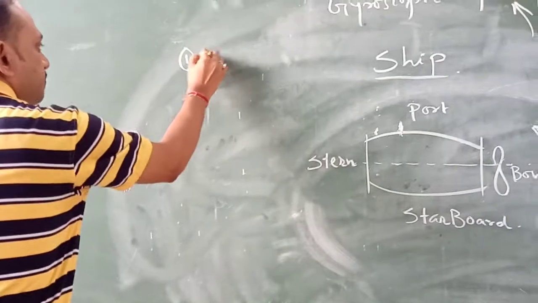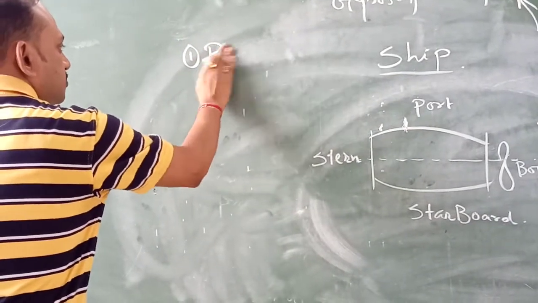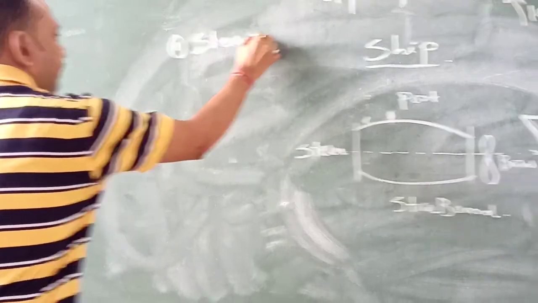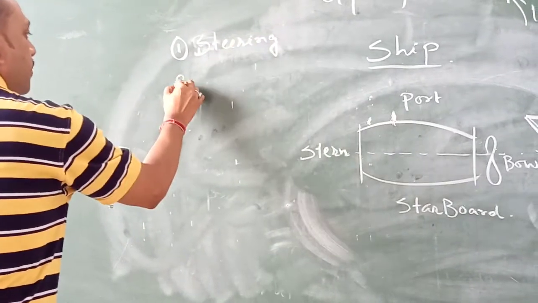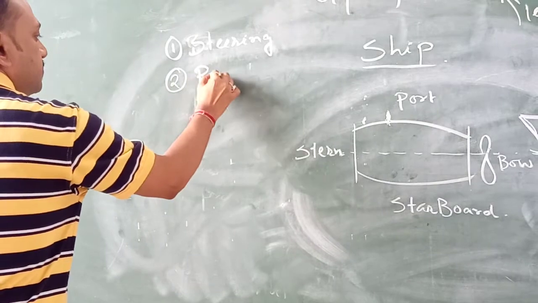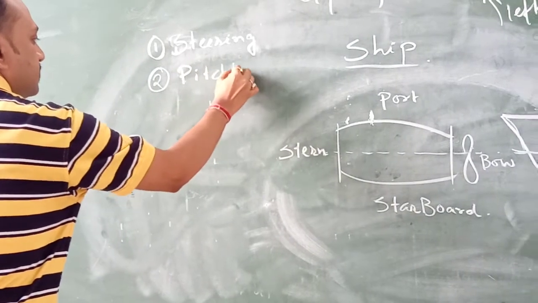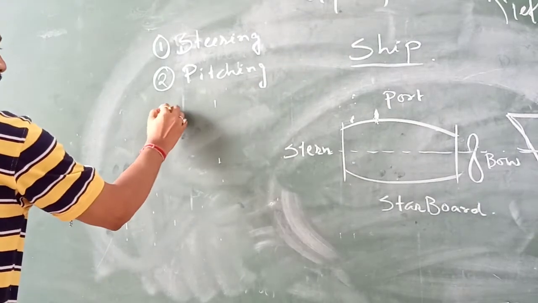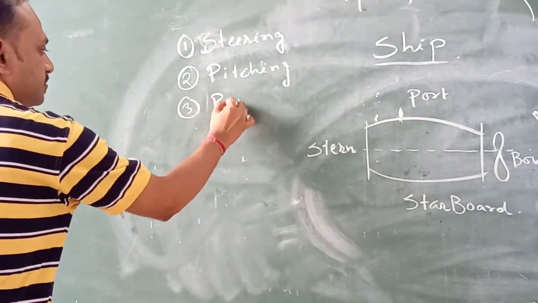Number one is steering. Number two is pitching. Pitching means moving up and down with the waves. And number three is rolling.